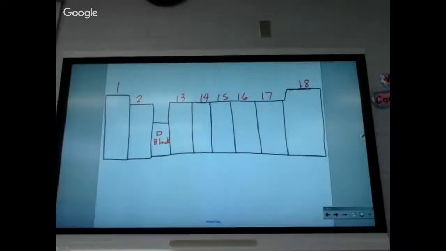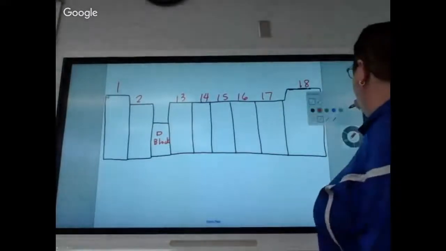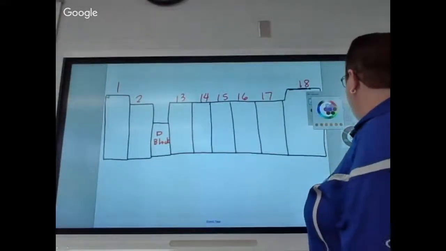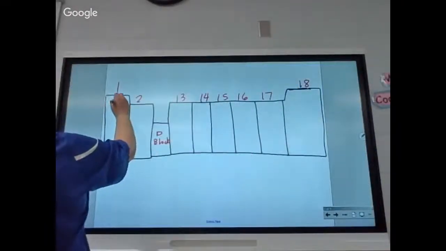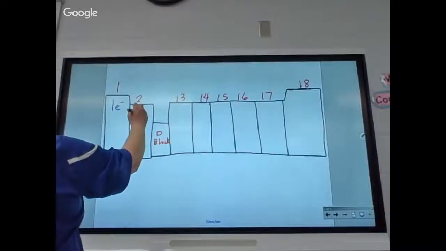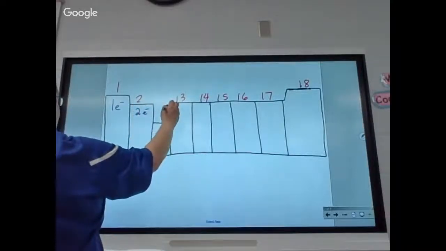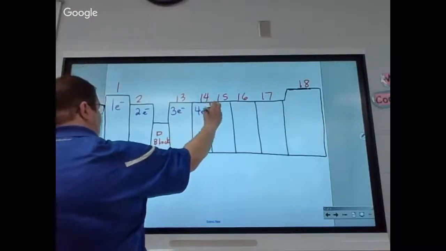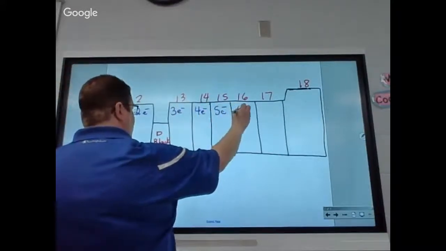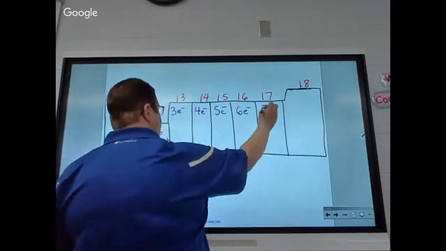Now, what do we remember about group 1 yesterday? The easiest thing we should all be able to tell me from yesterday is the outer shell electrons. Everybody in the room should be able to do that without difficulty, right? So they all have 1 electron, and then group 2 has, and group 13 has, and group 14 has, and 15, 16, 17, and 18.